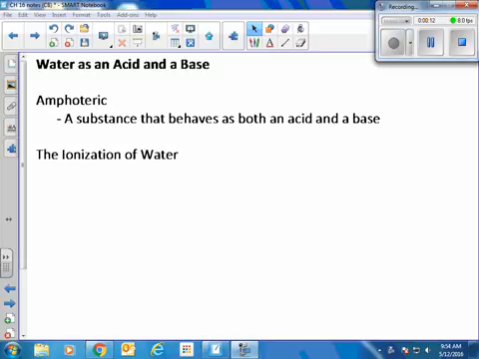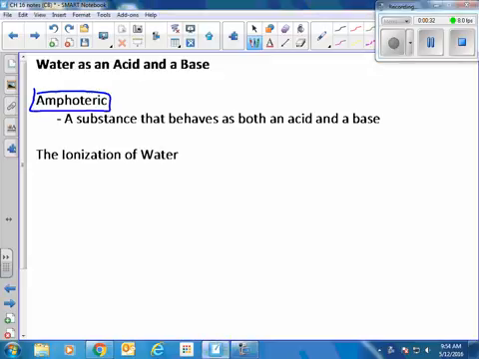So today I want to show you a little bit about acids and bases and some calculations. First thing we want to do is get to your notes, and right here it says water is an acid and a base. So, amphoteric, that's how you say that. Amphoteric means that a substance can behave as both an acid and a base.